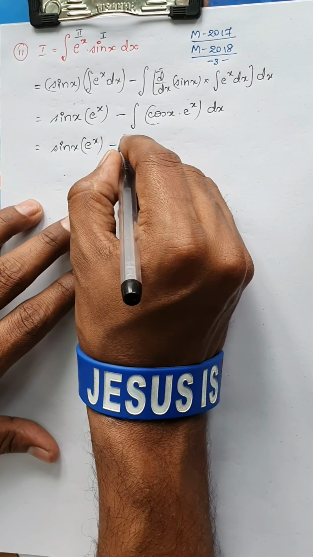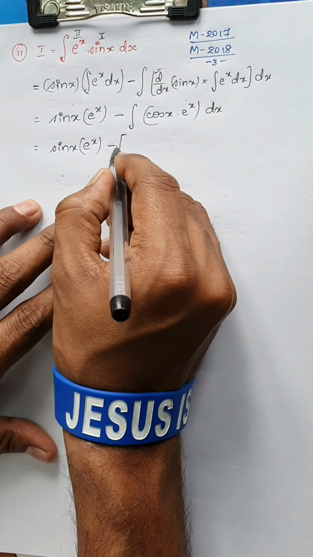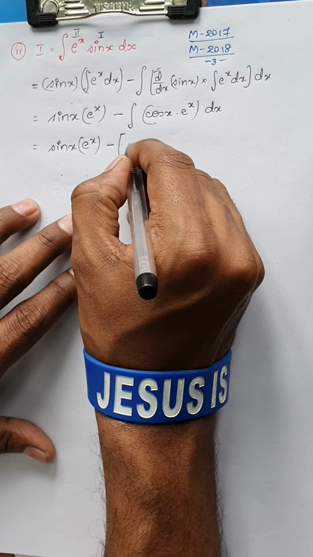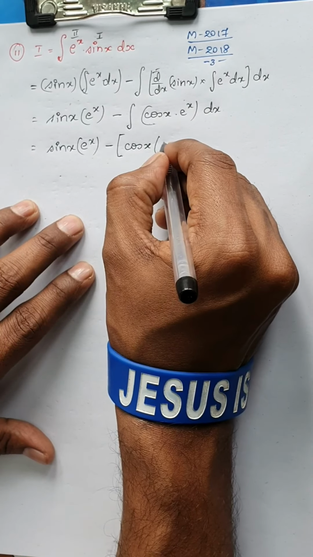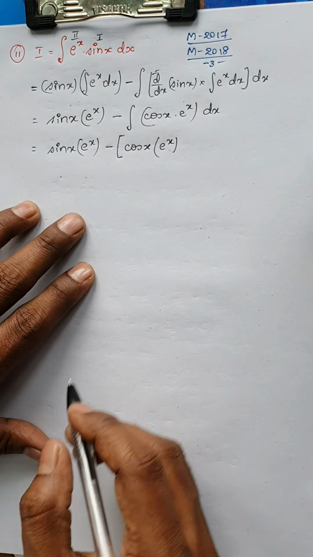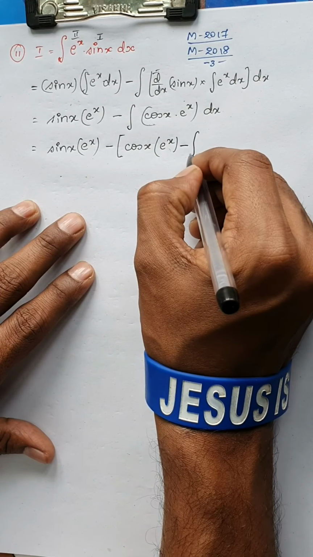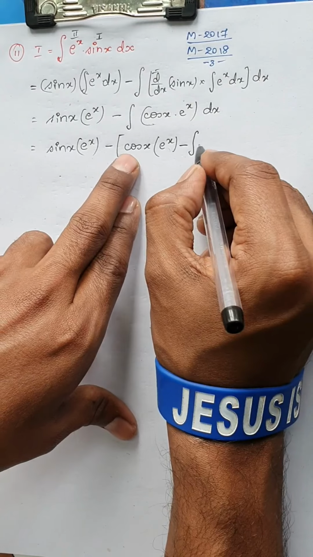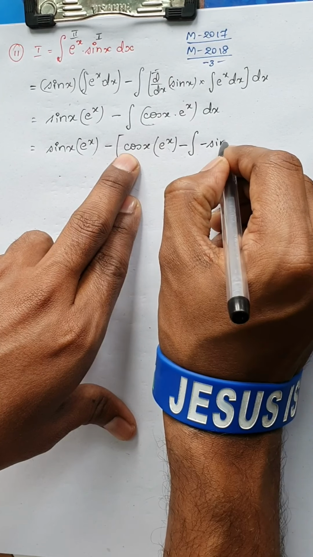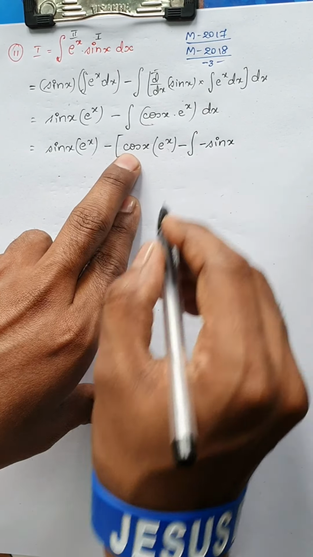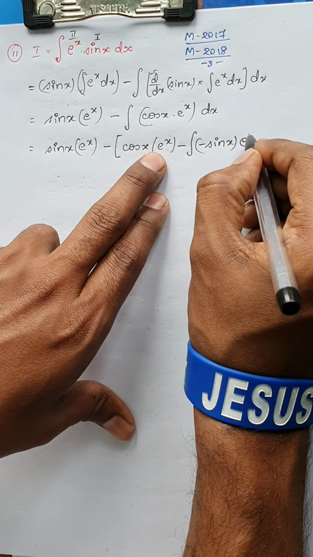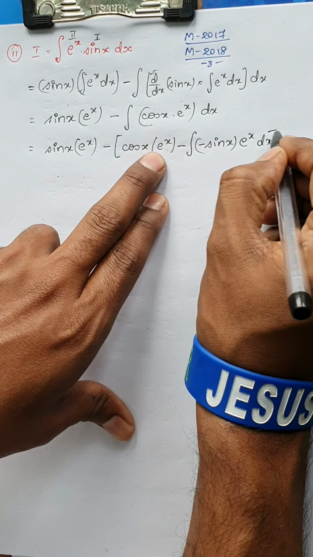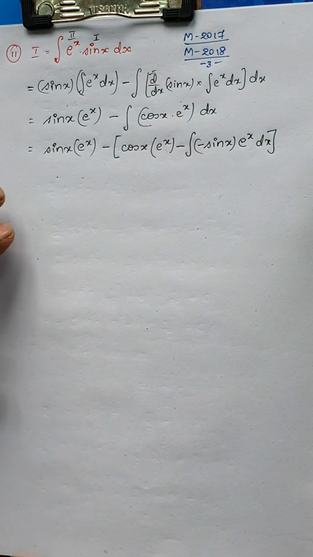I'll keep the first function as it is. Since I have a minus here, I'll keep the minus outside. Keep the first function as it is. Now integrate e power x. The integral of e power x is e power x itself, minus the integral of the derivative of cos x, which is minus sin x, into this function as it is, into dx. See what happens.